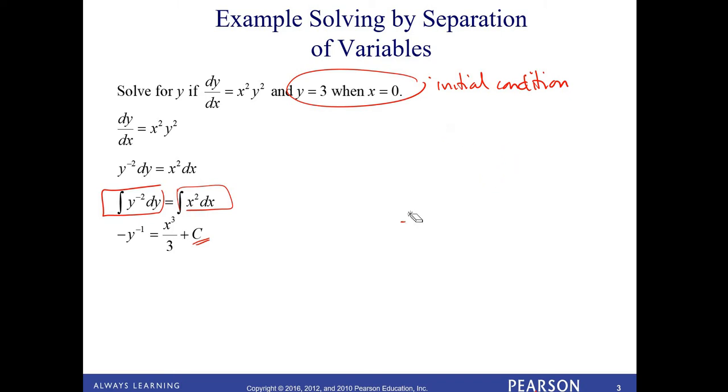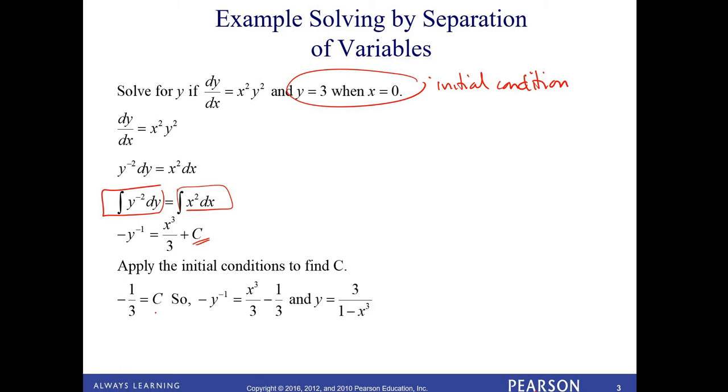All right, now I'm going to go back and use my initial condition, so I want to find what c is. Let's go ahead and do that. Apparently they did not do the work for that. So the initial condition is that when x is 0, y is 3. Plugging that in, negative 3 to the negative 1 equals 0 over 3 plus c. So c equals negative 1/3.